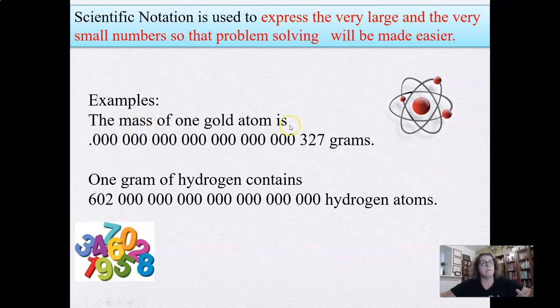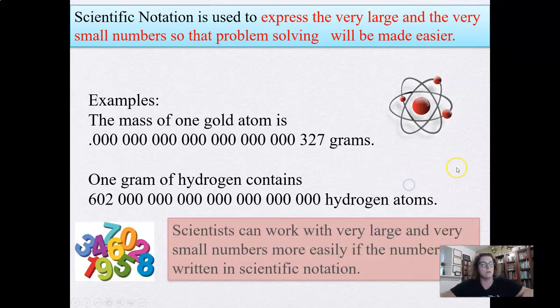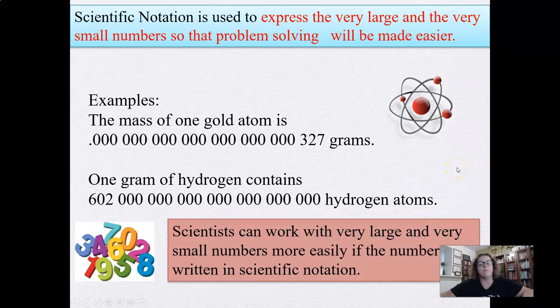As you see, the mass of a gold atom is very, very, very tiny, or the grams of a hydrogen atom, very, very big. Obviously, we would never write this many zeros. I mean, it would take you probably about 30 seconds to write all these zeros down. So why write all the zeros down when you can change a decimal number into scientific notation? Okay, so we're going to look at first the rules on how to do it, and then we'll do some examples too.